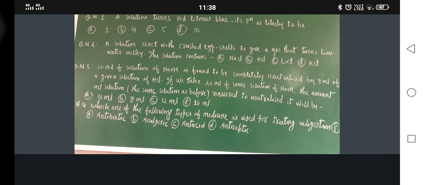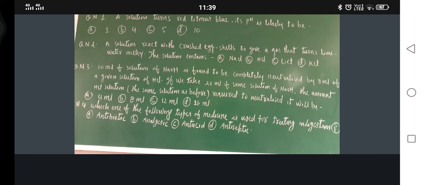Okay. So it is very simple thing. Since solution turns the red litmus blue, it means it is basic. And to be basic solution, what should be the pH? Greater than 7. So in given option, only option number D is having greater than 7 pH. So which is the correct option here? D, 10. Okay. Next question.